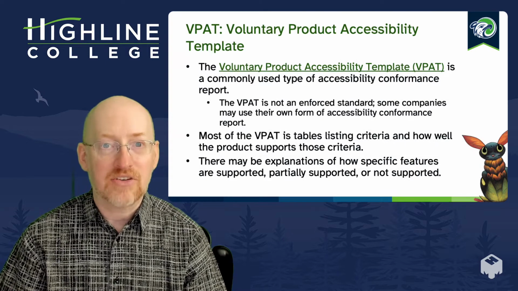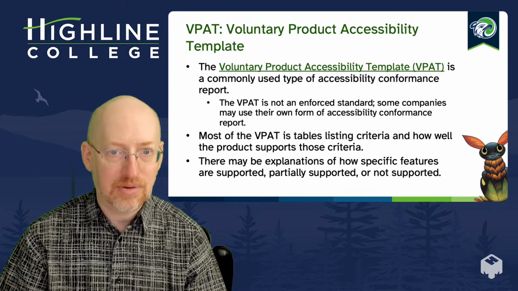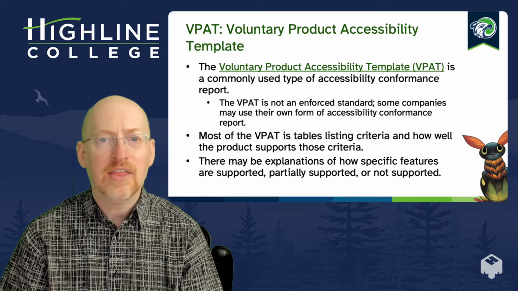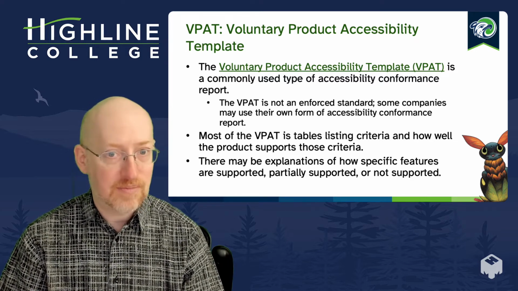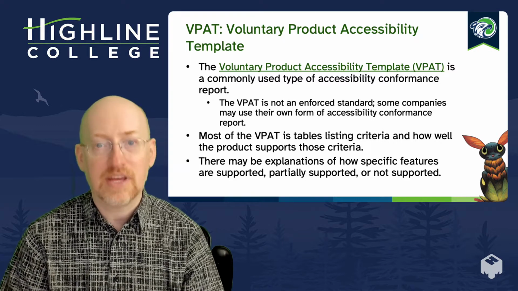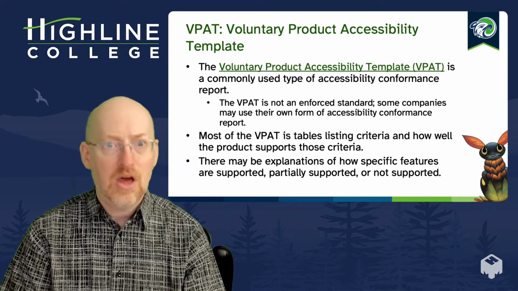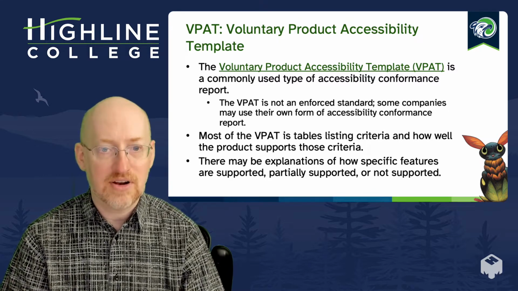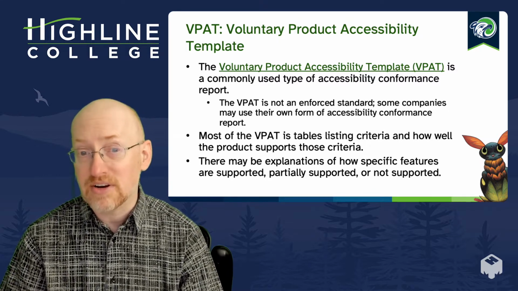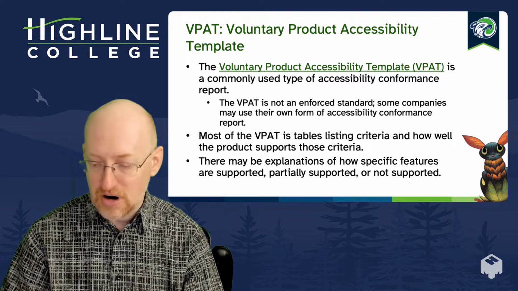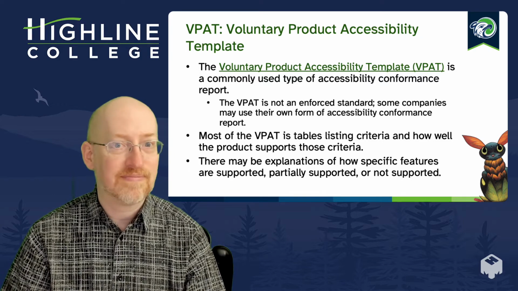The VPAT, or Voluntary Product Accessibility Template, is the most commonly used type of accessibility conformance report. The VPAT's not an enforced standard. Some companies will use their own form of conformance report, but it'll cover the same basic information that the VPAT does. Most of the VPAT is a series of tables listing accessibility criteria and how well the product supports these criteria. And there may be further explanations of how specific features are supported, partially, or even unsupported.